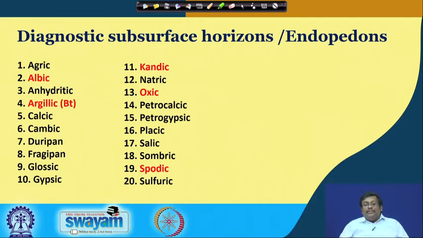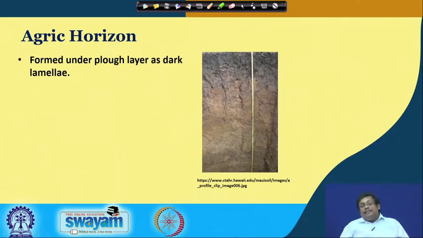Remember that a considerable amount of subsurface horizon occurs due to alluviation, or deposit of alluviated materials from upper horizons to lower horizons, which I have already covered in our soil formation lecture. I have red texted these albic, argillic, candic, oxic and spodic because they occur in nature in higher frequency. So, let us discuss them one by one.